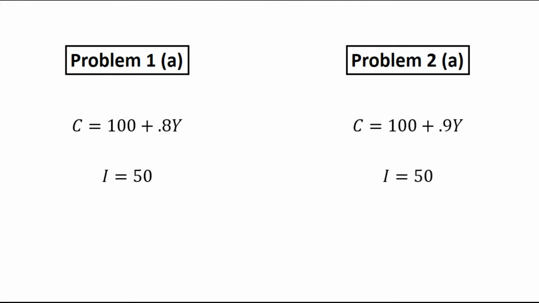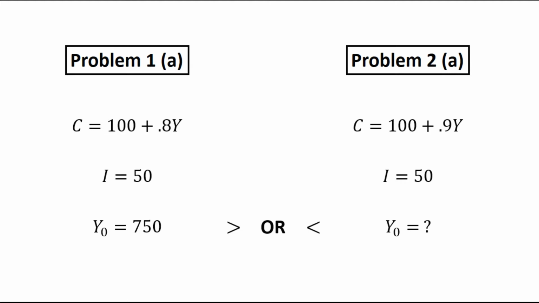Okay. So in problem 1 we have consumption function 100 plus 0.8y and in problem 2 we have consumption function 100 plus 0.9y. Investment was 50 and it remains the same at 50. Equilibrium income was 750 in problem 1. Now the question is whether the equilibrium income in problem 2 will be higher or lower than equilibrium income in problem 1.